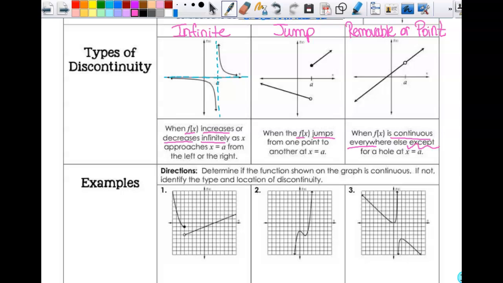Okay, easy enough? When you state discontinuity, you have to state the type, and then you also state the location. The location is not an ordered pair. The location is just an x value. Notice how it's saying at x equals a, at x equals a, at x equals a. It's whatever that x value is. Even though I could give an ordered pair for this, I can't give an ordered pair for this one or for this one, really, just that one.